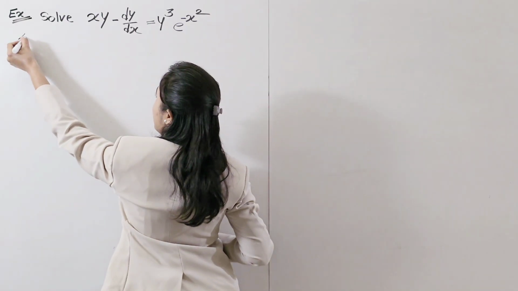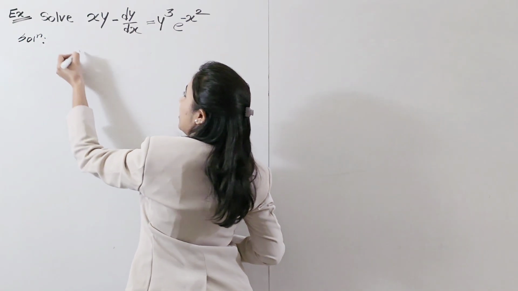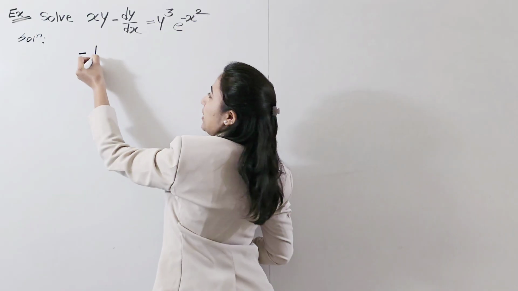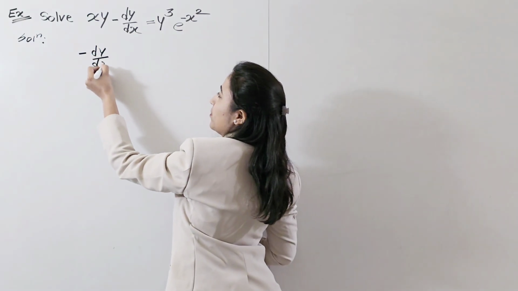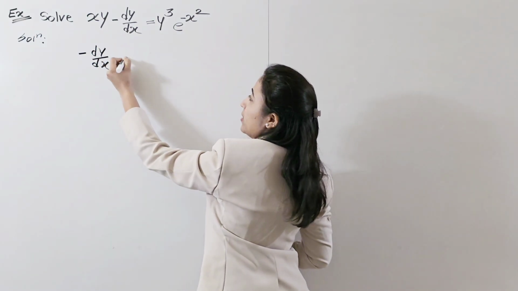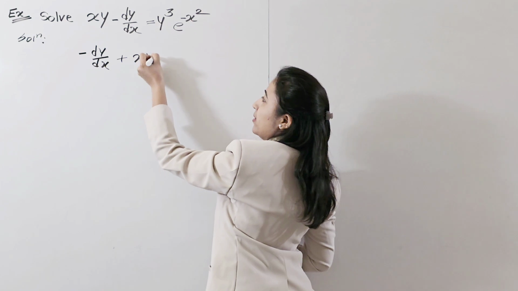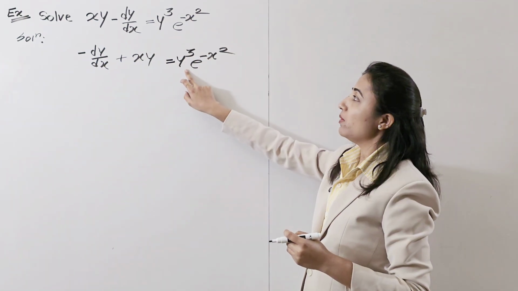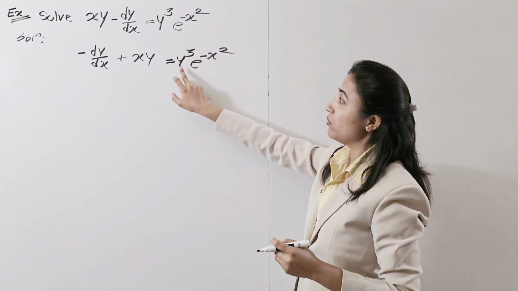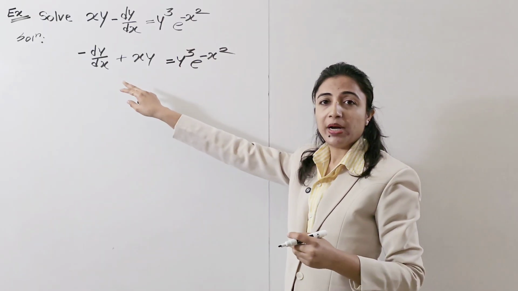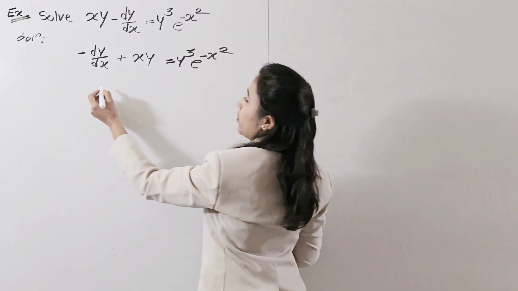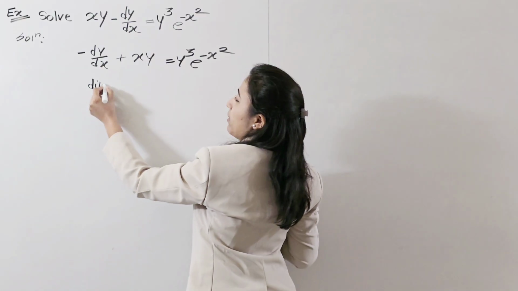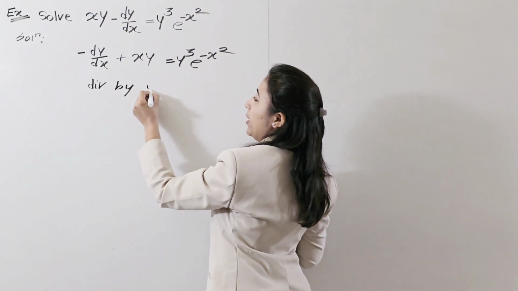So I will write here, this is negative, so it is dy by dx. Now next you have to write the term of x into y, and the right side should contain only a function of x, but here it contains y cube, so divide throughout by y cube to write it in standard form. So first divide by y cube.